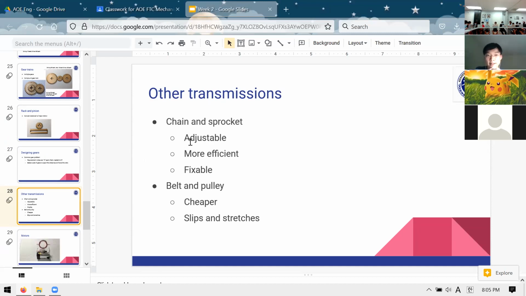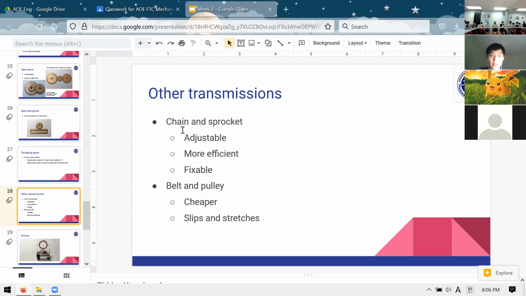What you'll find is that implementing something like a chain and sprocket is probably more expensive, but it also has some advantages of being more efficient, and it's possible to fix a chain and sprocket, as you might have experience with if you've fixed a bike before. The other point is that a chain and sprocket is probably going to be pretty loud because you have the chain and the sprocket, you have metal pieces banging against each other.